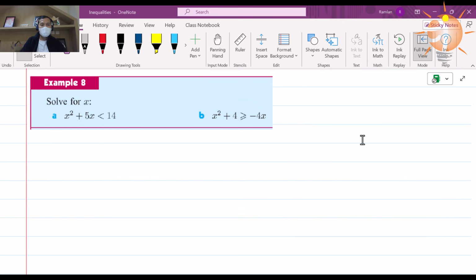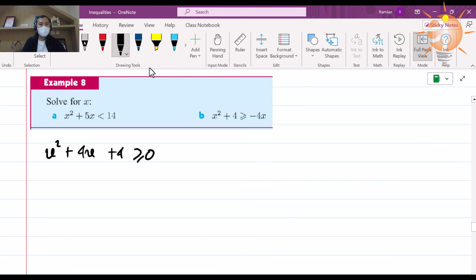Okay, now let's try question B, this one over here. I'm going to rewrite it so that one side has every single term and the other side is just 0. So I only need to add 4x to both sides. I'm going to write x squared plus, this one becomes positive 4x, and then this one is just 4, and then we set that greater than or equal to 0.